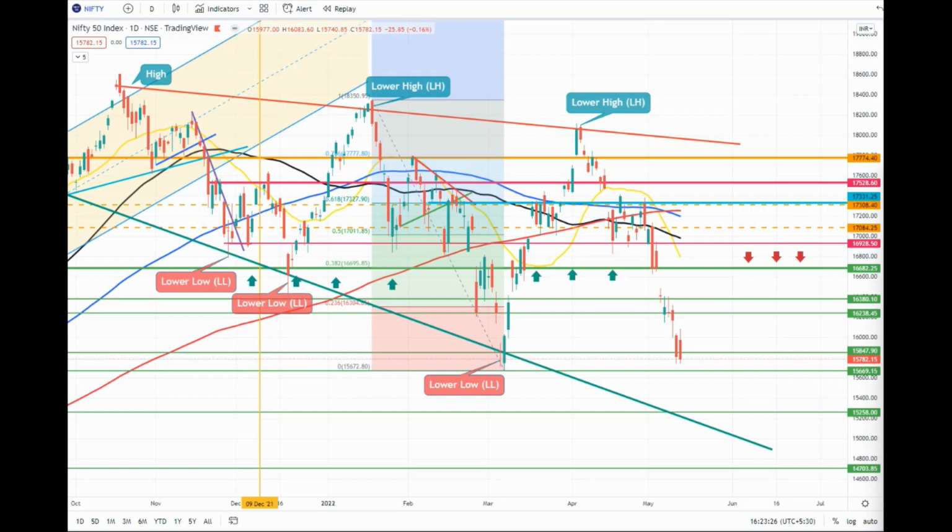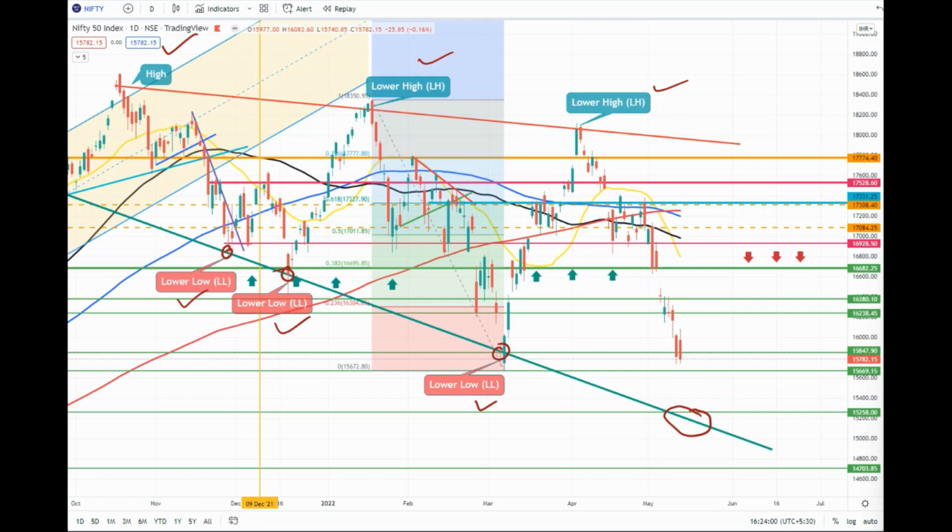So as we have been discussing throughout this month, considering this as the high, this is a lower high, and this is another lower high. On the lower side, this is a lower low, and lower low. Considering this pattern, we may expect another low somewhere in this region if this trend is to continue. This is one way of looking at the Nifty daily chart.